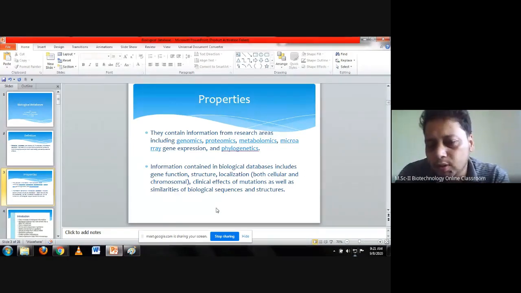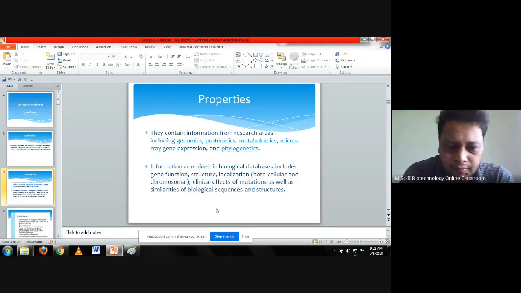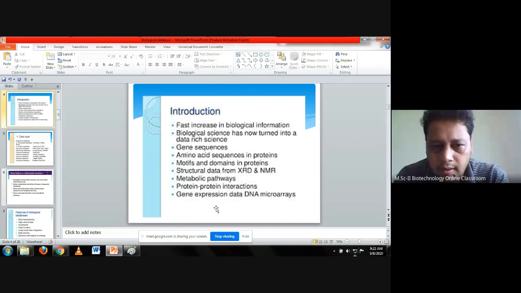You can use various developed softwares, and just add some base pairs or remove some nucleotides and study the mutation effect, what amino acid composition it will form. So these are the properties of biological databases. Now why is there a need? Because of the fast increase in biological information.